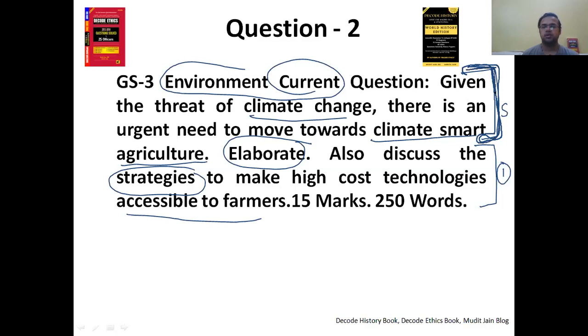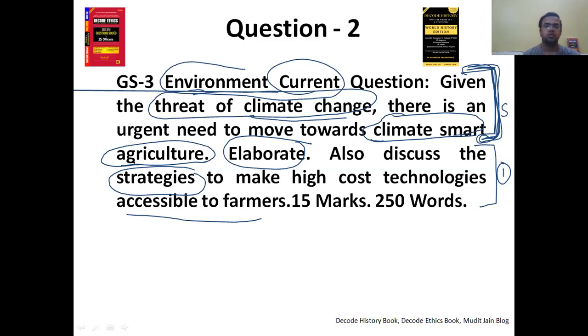Take 5 seconds. It is only 3 lines. Identify two subparts. So according to me, you will first have to tell what are the threats of climate change. And then you will tell how climate smart agriculture is needed to counter these particular threats of climate change to agriculture. Given the threats of climate change, there is an urgent need to move towards climate smart agriculture.